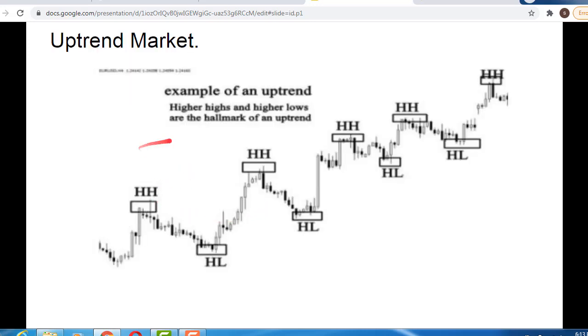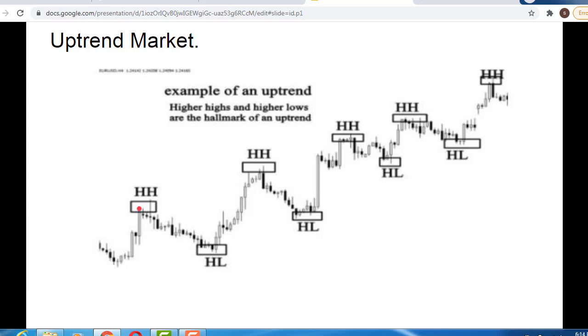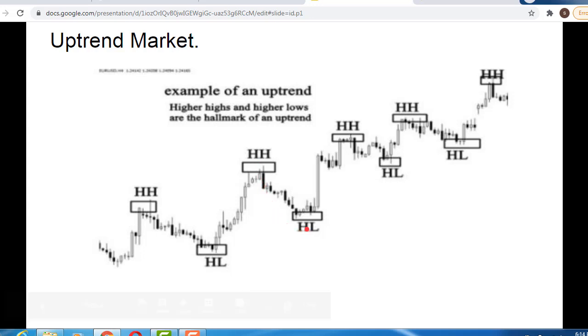Let's say, for example, this is a hallmark of an uptrend. See, the market moves up from here, a higher high. This high is higher than this low, so it comes back down to a higher low. It moves up, higher high, goes back down, higher low. Remember, this is a higher high because it's higher than the previous high. Now, this is a higher low because it's higher than the previous low.